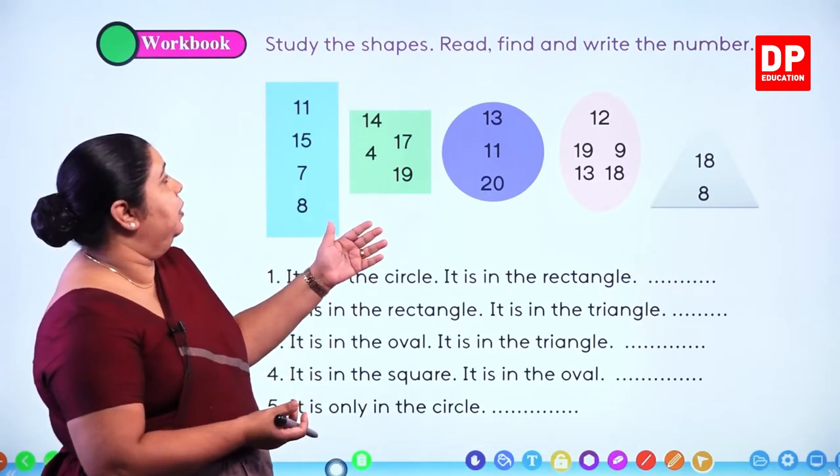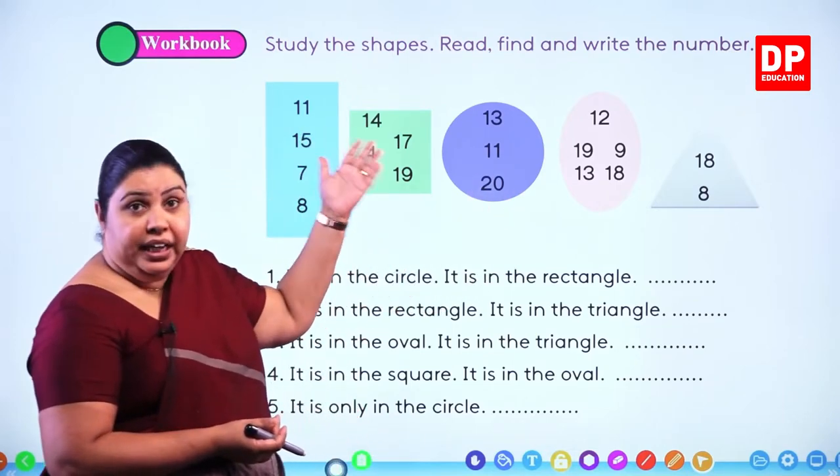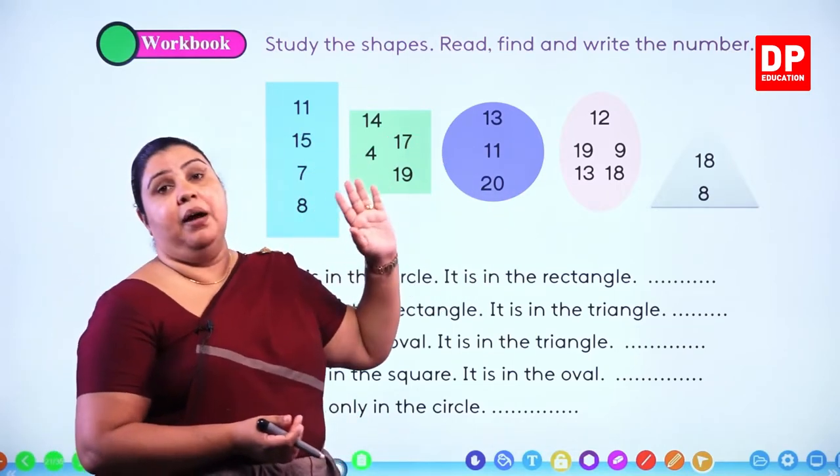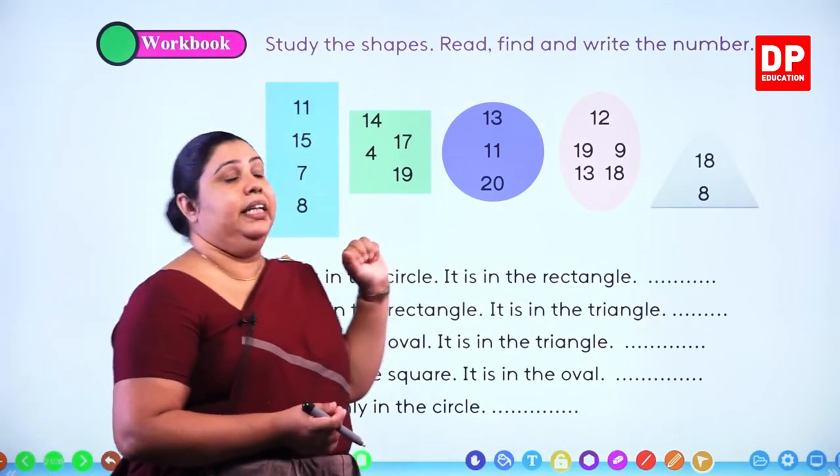Study the shapes. Read, find and write the number.